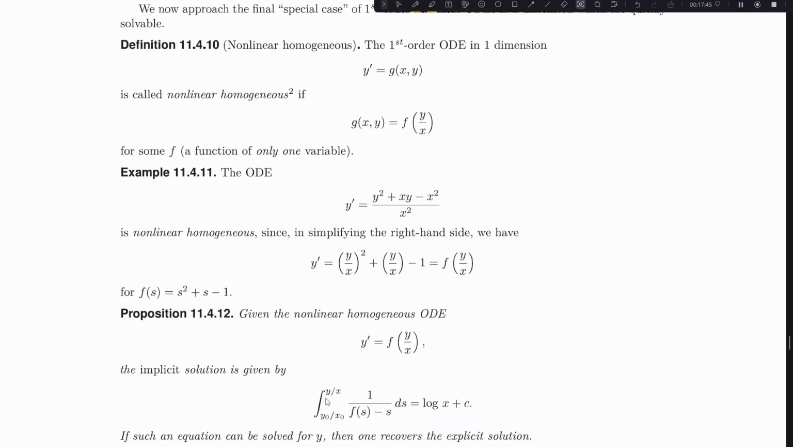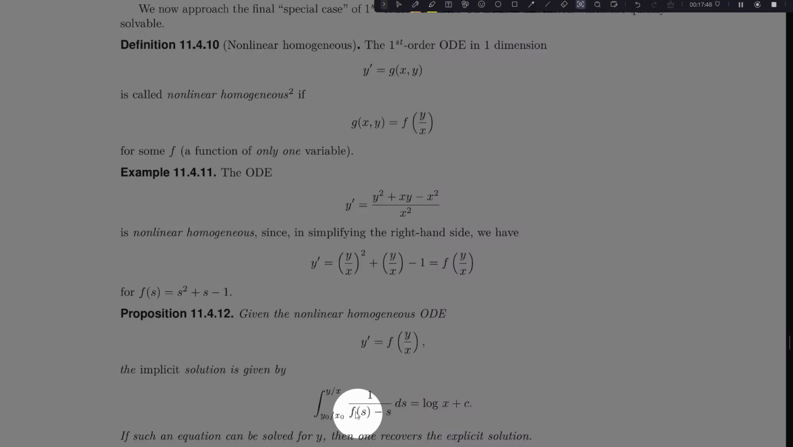So I have to integrate 1 divided by f of s minus s, and I'm integrating that function from y naught over x naught up to y over x. So here you can see those ratios kind of come into play, that y over x ratio becomes important. And then on the right-hand side, I just get log x plus c.